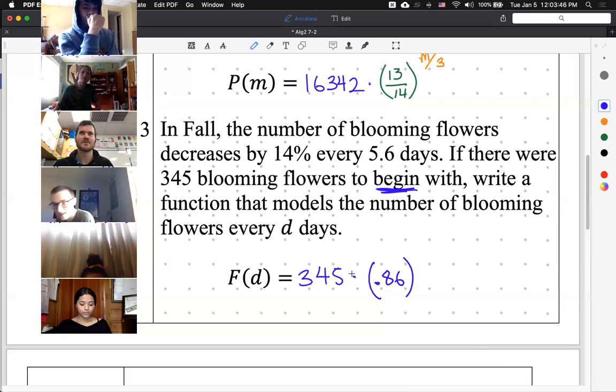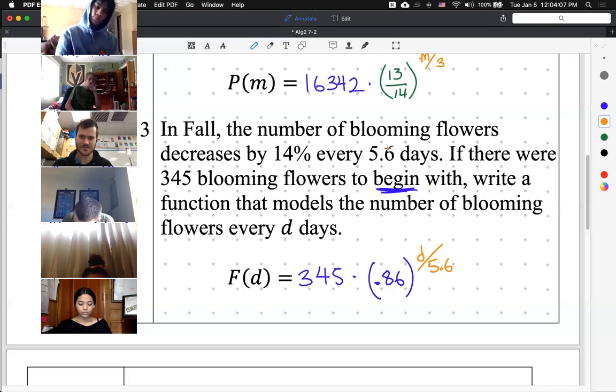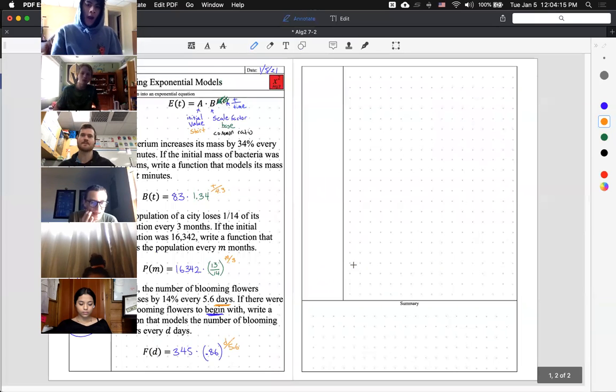Okay. He needs help. Who can help Cohen? Jose is going to help you. So would it be D over 5.6? It is D over 5.6. Yeah, and as I said today, the lesson's pretty straightforward. It's the variable divided by whatever the time is. And this is a unit of time, days, so it's going to be D over that 5.6. And we're done. That concludes our notes. Woo.